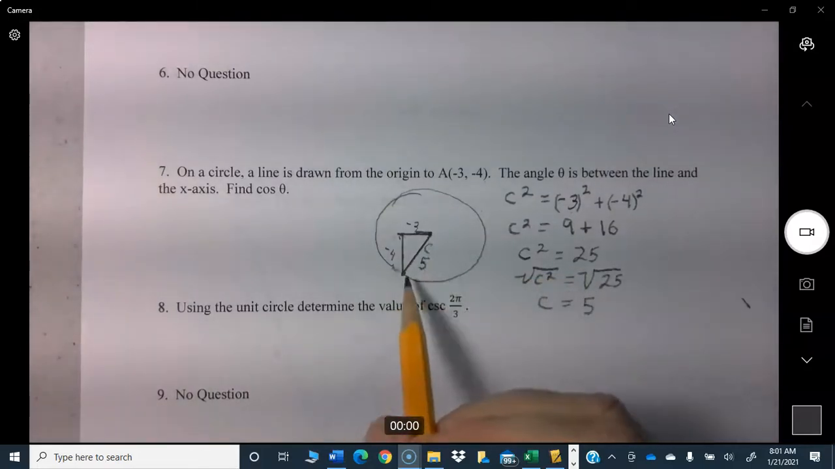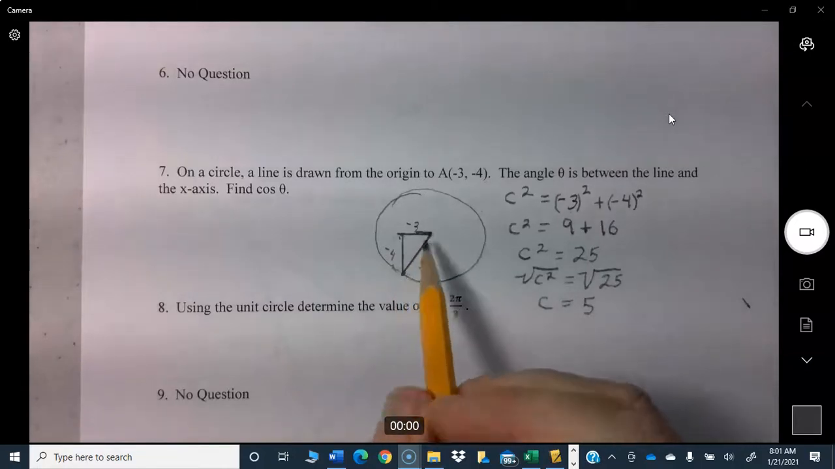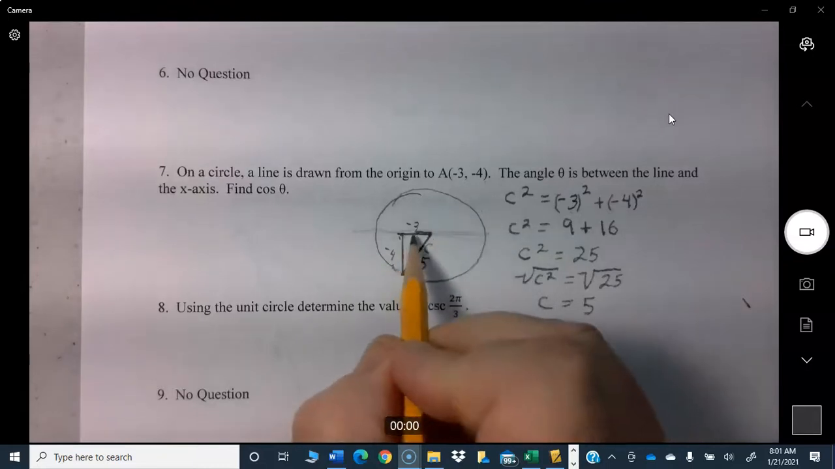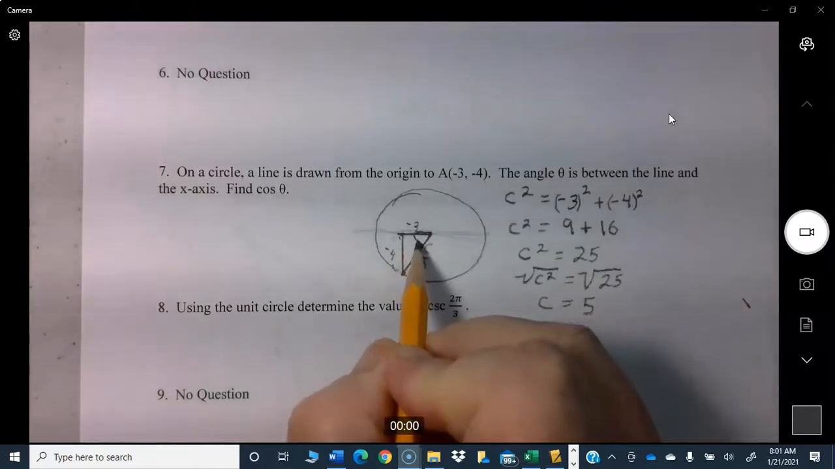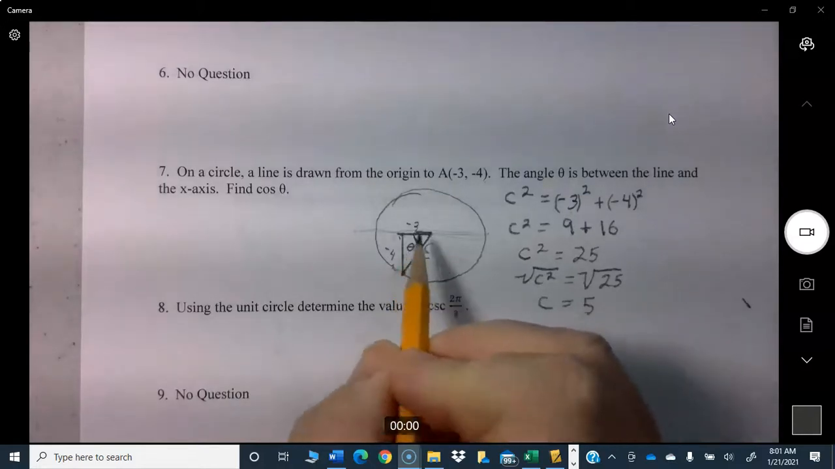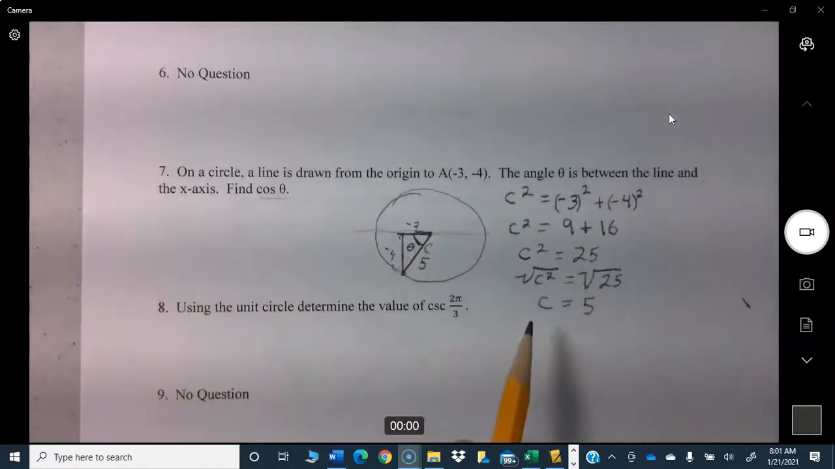Okay, so the reference angle again is the shortest angle between this line right here and the x-axis, which is right here. So it's this angle right here. It's called the reference angle. So that's our angle theta. We don't know what that is, and the problem doesn't even ask for it. It asks for cosine of theta.